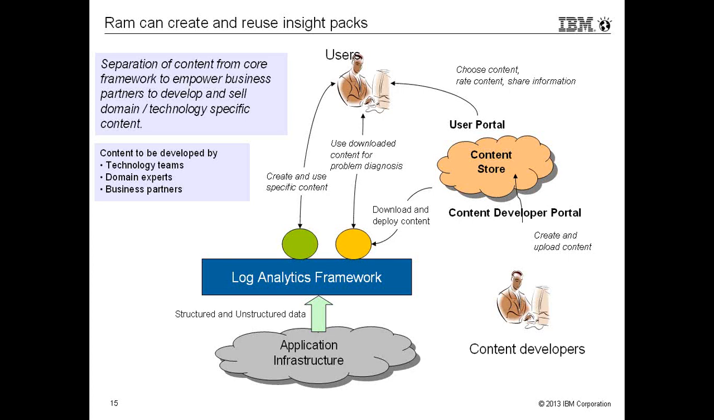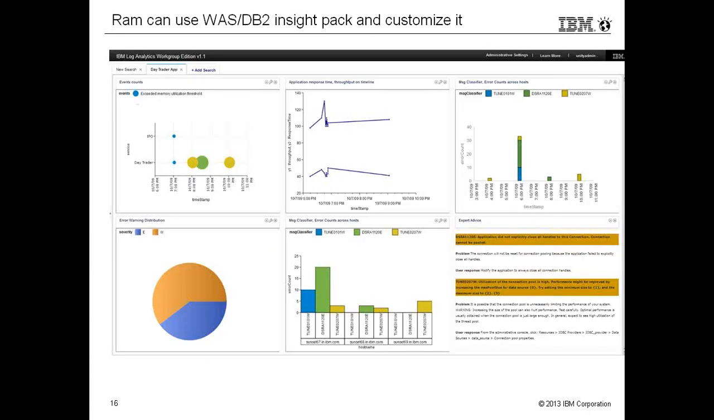So let's see what kind of insight packs are available today for customers to use. Ram can use the WAS or DB2 insight pack that's available today. He can visualize what is coming in from WebSphere and DB2 logs in a graphical manner. So quickly he can identify what is going wrong, or what is really causing the problem.